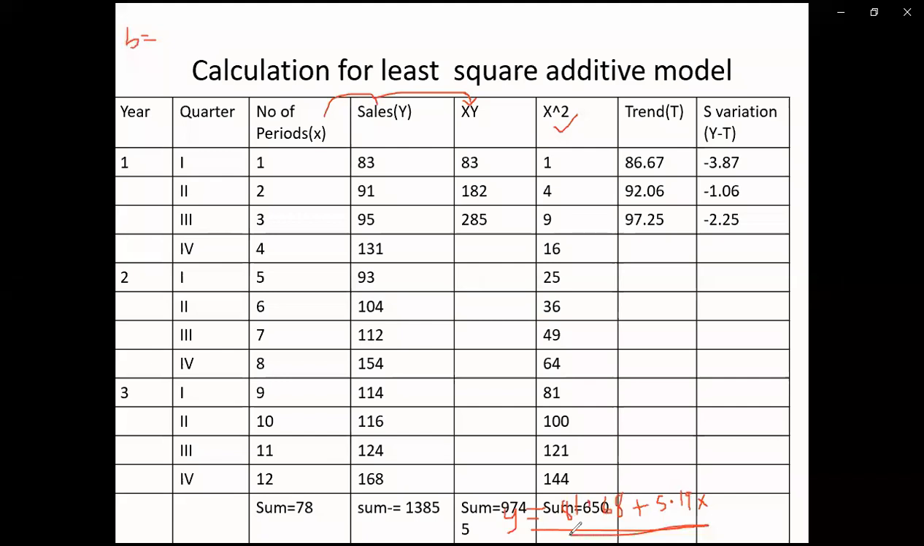Okay, so let's estimate the trend when x equals 1. We have 81.68 plus 5.19, which gives us 86.67. So I'll need you to do the estimation when x equals 4, 5, 6, 7, and the rest. So just estimate it for me and then send it to me through the chat.